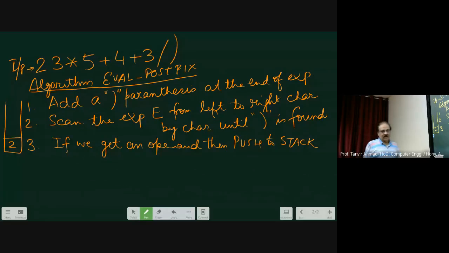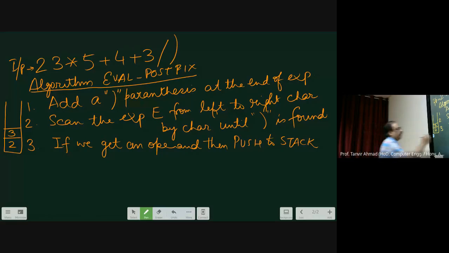Okay. Then I will just go forward. I get a 3. Again 3 is an operand, therefore I will push 3. Then I get a multiplication sign, which is an operator. Now in that case, if I get an operand, I will push it into a stack.